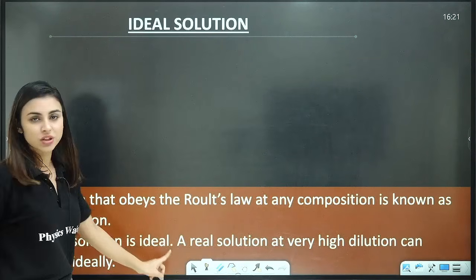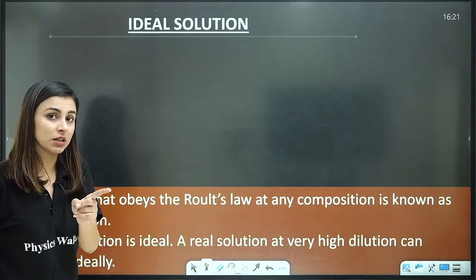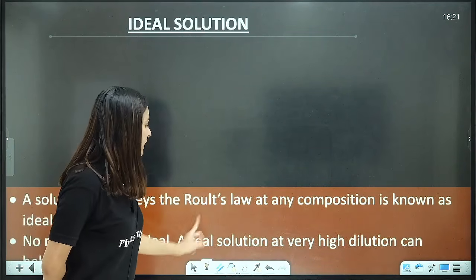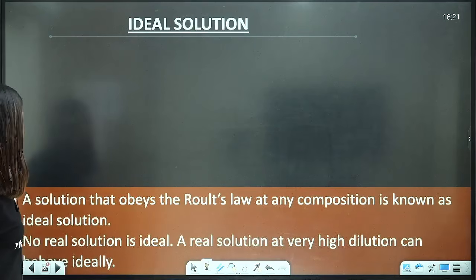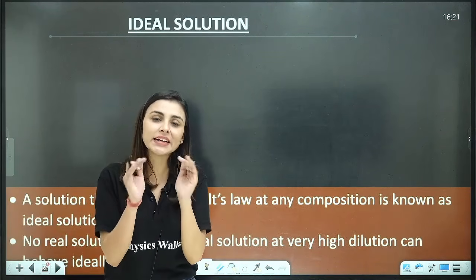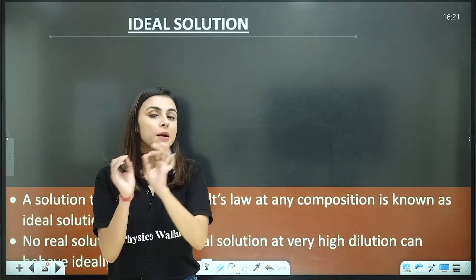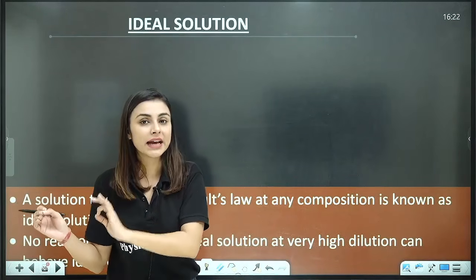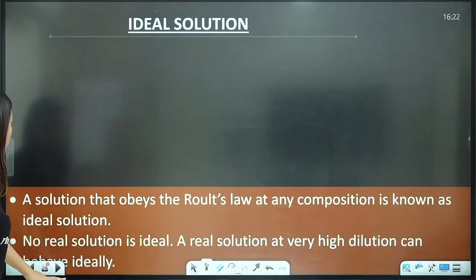No real solution is ideal, right? Similarly, same as an ideal gas. A real solution at very high dilution can behave ideally. If you have a solution which is very dilute, it can behave ideally, but it will never be a completely ideal solution, right? I hope you understand this.